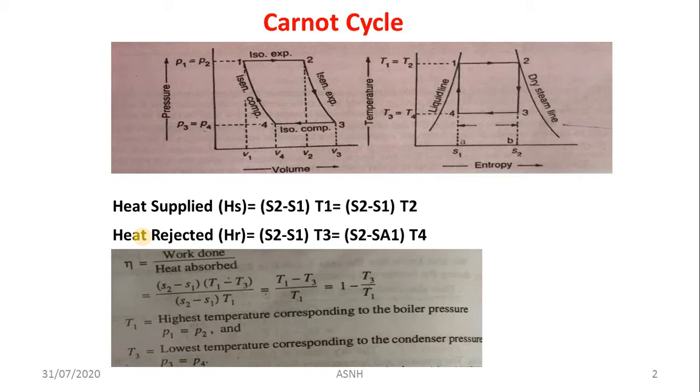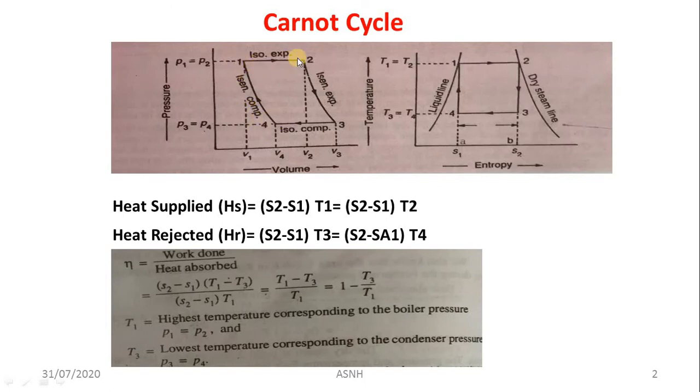In previous videos related with the vapor power cycle, we already discussed how the Carnot cycle works. But here again I will give the brief introduction of Carnot cycle. So basically this is a theoretical cycle. This particular cycle is not implemented in actual practice because of some limitations. So it consists of a total of 4 processes.